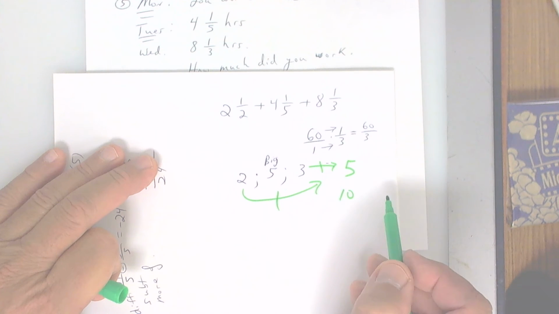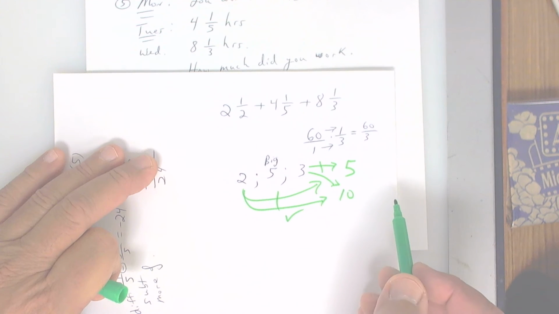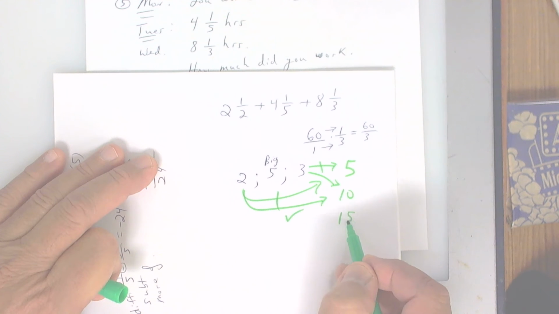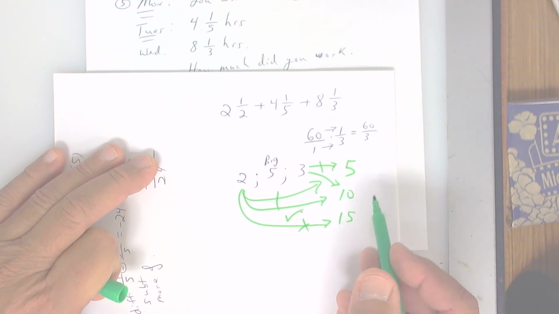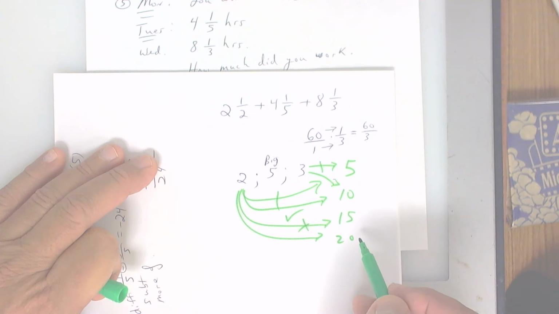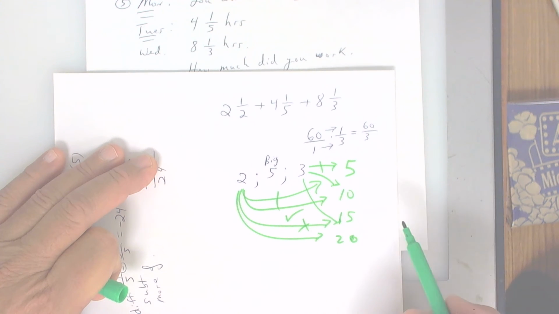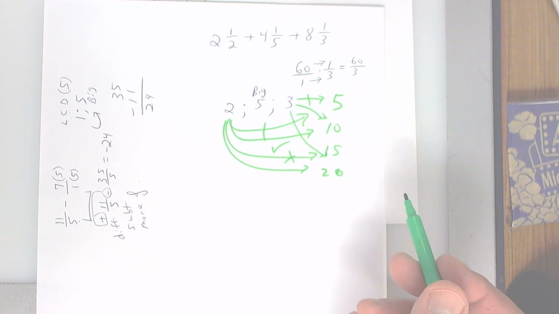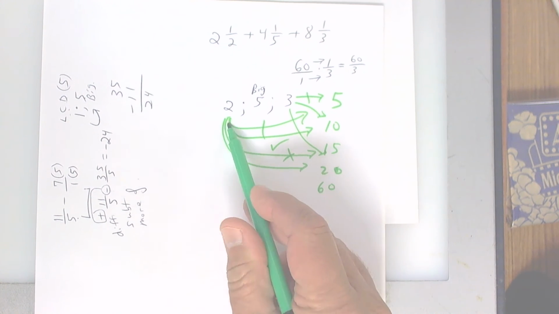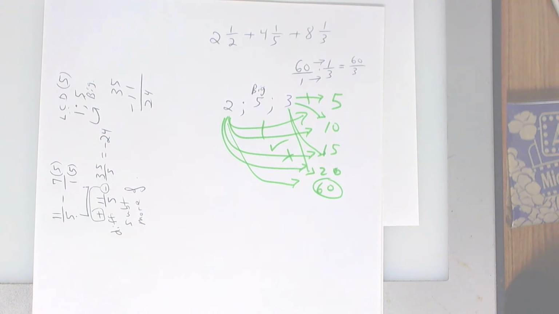Well, we double it, 10. Does 2 go into 10? Yes. Does 3 go into 10? No. Triple it, 5, 10, 15. Does 2 go into 15? No. Try 20. Does 2 go into 20? Yes. Does 3 go into 20? No. So you might be saying, well, what the heck is it? Well, you got to keep going. I'm thinking it's 60. 2 goes into 60 and 3 goes into 60. Now there might be something easier than that, but I'm going to say 60, just simply to get to work on this.